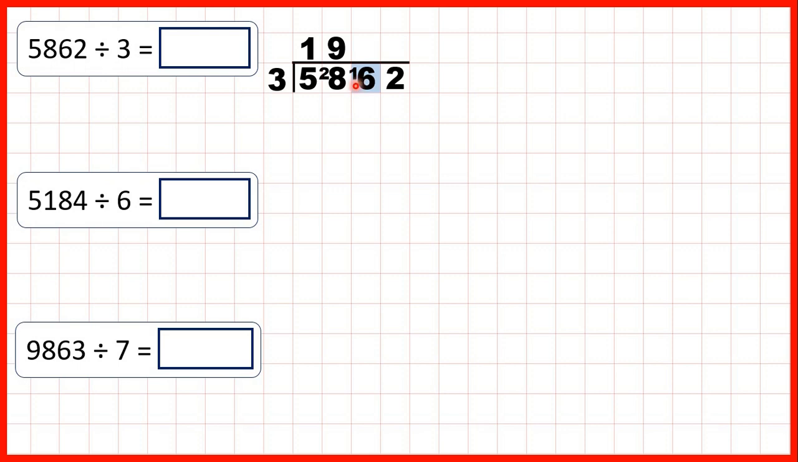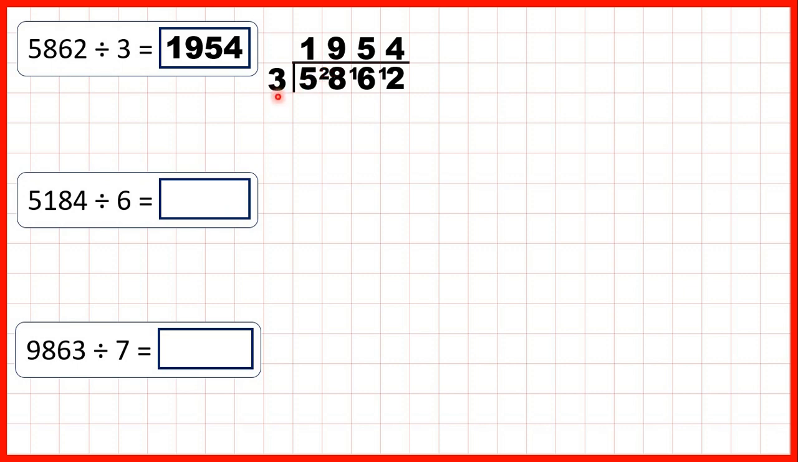So now we need to divide 16 by 3. The closest number to 16 in the 3 times table, which is still less than 16, is 15. And 5 times 3 is 15. But then from 15, we need 1 more to get to 16, so we have a remainder of 1. And we write that in front of the next digit. So now we have 12 divided by 3. That's exactly 4, because 4 times 3 is 12. So our answer is 1,954.